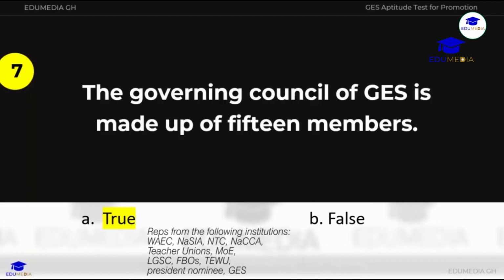We have the teacher unions represented. We have the Ministry of Education itself having its rep there. Then the Local Government Service Council also has an officer there. Then we also have the faith-based organizations. We have the non-teaching staff for GES. And then the president also nominates an official to join this particular council. The head of the GES is also part of this particular council. So the GES Governing Council is made up of 15 members.